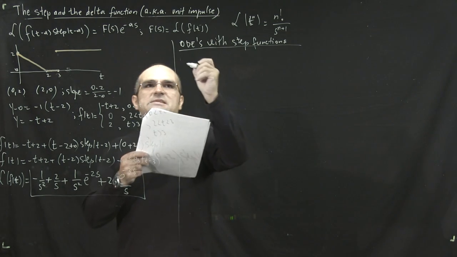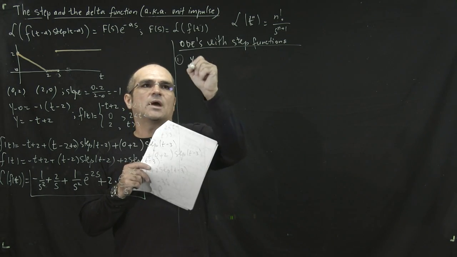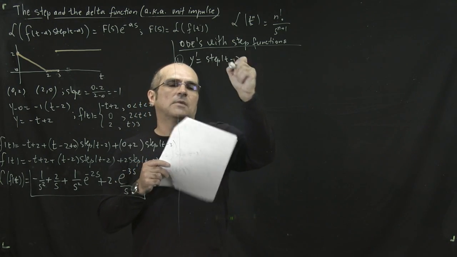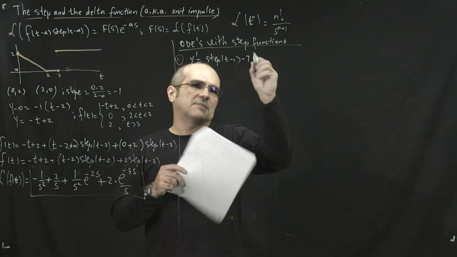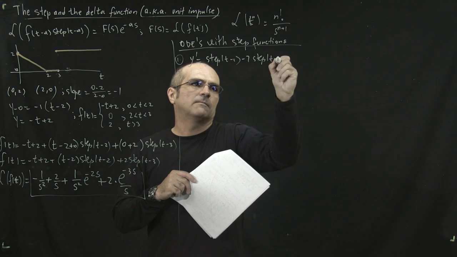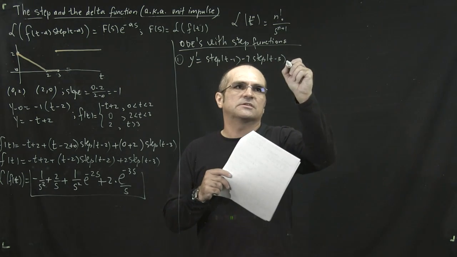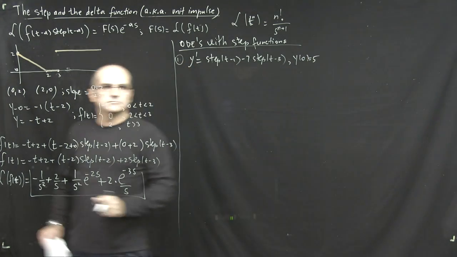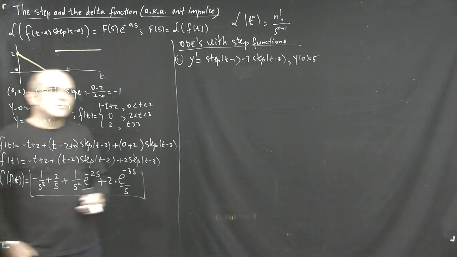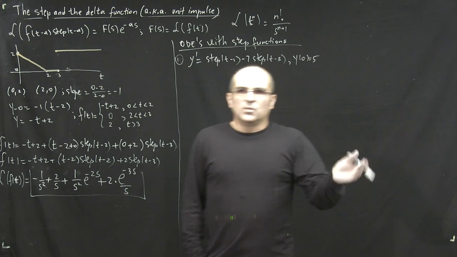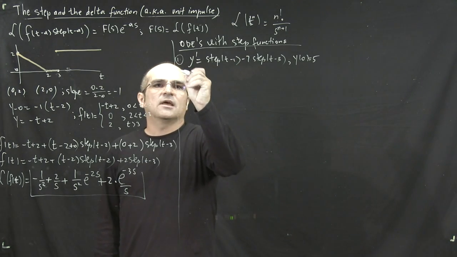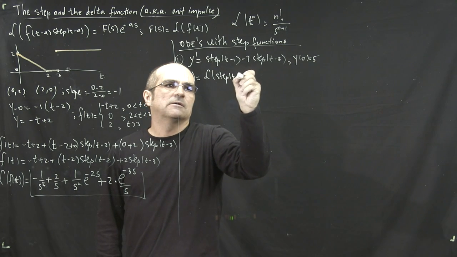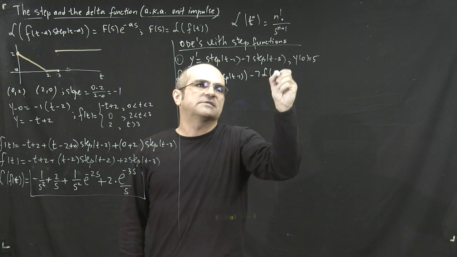So for example, let's say I have to solve y prime equals step(t minus 1) minus 7 times step(t minus 3). And remember, we need initial conditions. So let's say y of 0 equals 5. What do we do? We take the Laplace on both sides. L of y prime is L of step(t minus 1) minus 7 L of step(t minus 3).